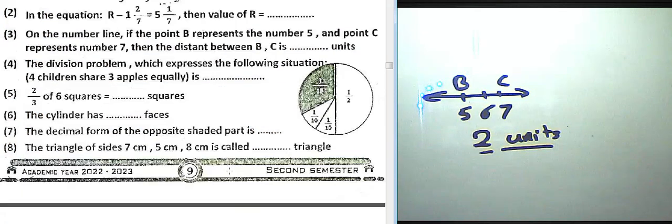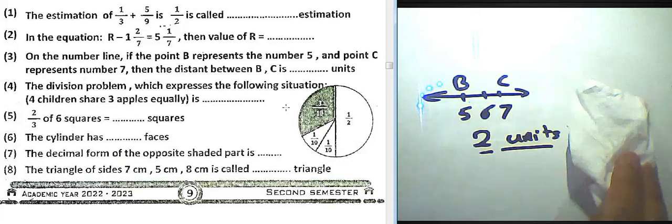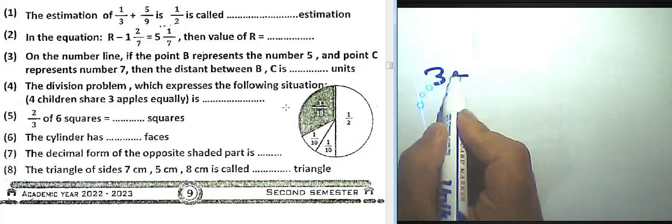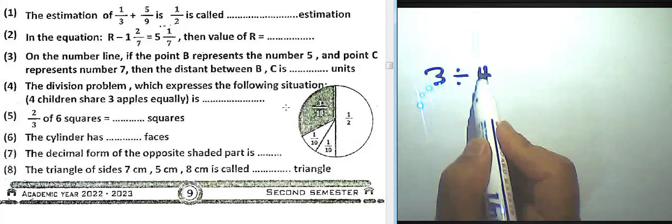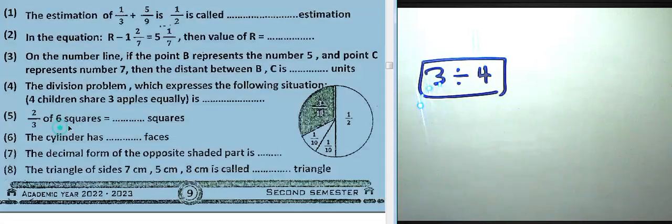Question number 4. The division problem which illustrates the following situation: 4 children share 3 apples equally. We can divide the apples among all the students or children. So we must divide 3 apples by 4 children. 3 divided by 4.